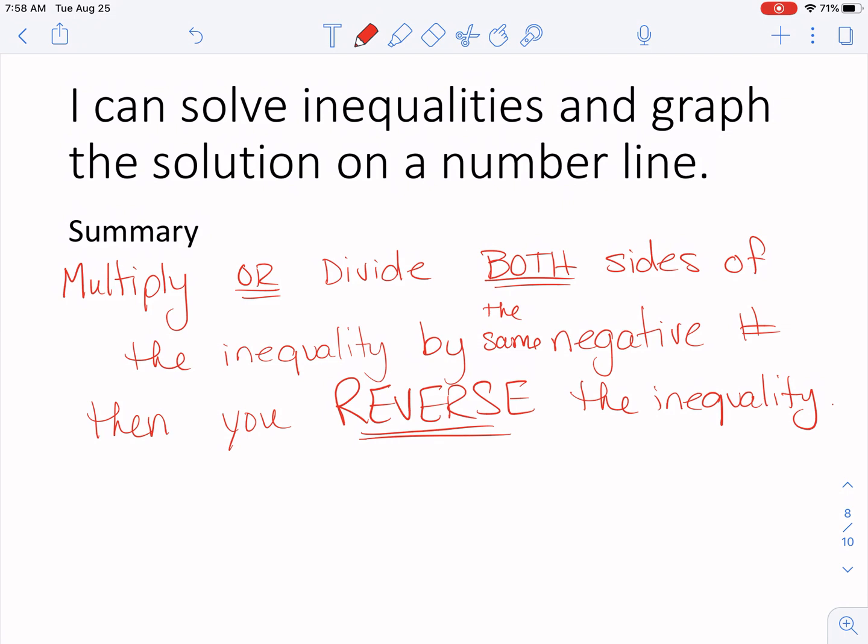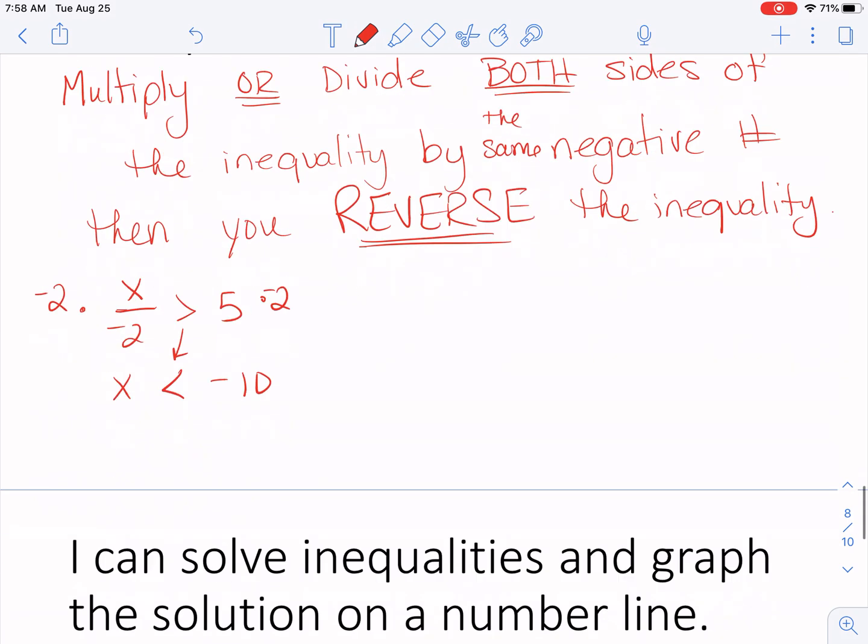So, let's say x over -2 greater than 5. When we solve it by multiplying both sides by -2, we say x is not greater than -10. We say it needs to be less than -10. So notice the signs flip.